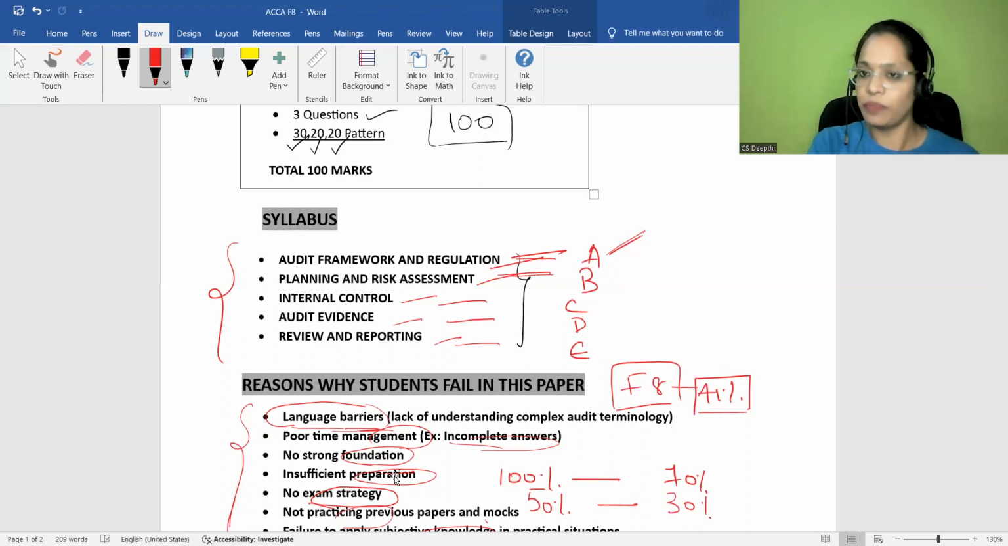While you're writing the exam, two factors are quite important. Audit terminology, which is the language presentation I'm speaking about, and the second one is time management. If you can overcome these two challenges, everything else will simultaneously be taken care of.